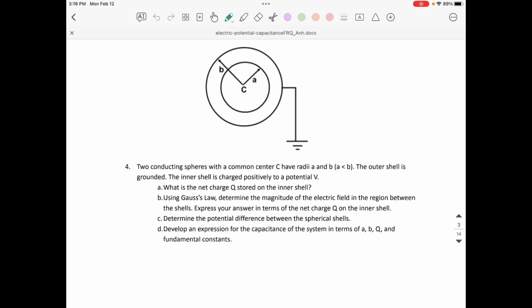Number 4, we've got two conducting spheres with a common center, and the outer shell is grounded. The inner shell is positively charged. So the first step is to solve for the net charge.